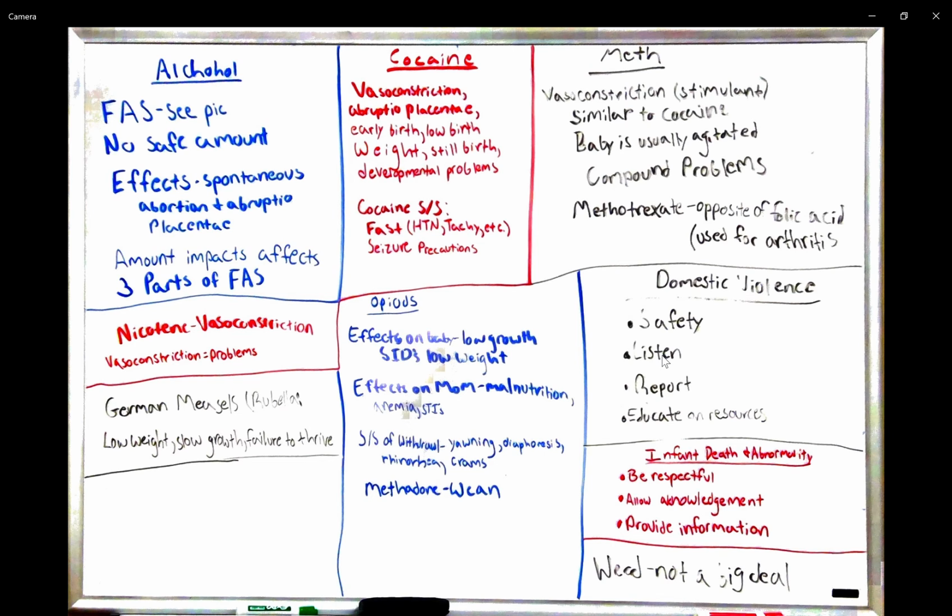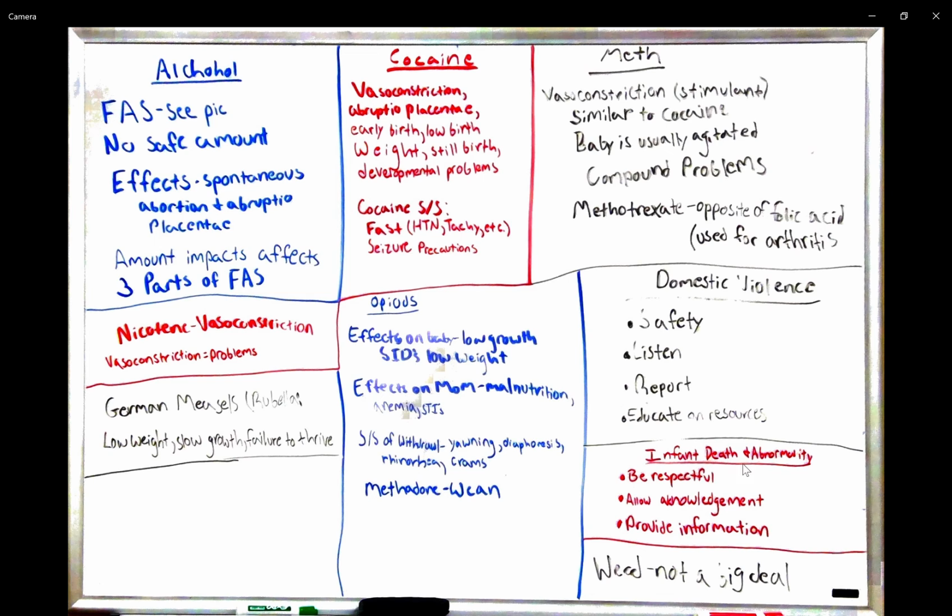So if she's reporting, hey, my boyfriend has been really aggressive to me lately, we need to be listening for that. Next, we need to report. If we find signs of abuse, we are mandated reporters. Now, there are certain situations where they either tell us not to report it or we don't have to report it, but keep in mind, like young kids, elderly, if it could be a threat to the baby, we're going to report it. And we need to educate them on resources. So if they're in a bad situation, we need to find a way to help make that situation better for them.